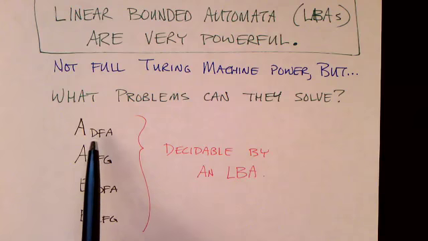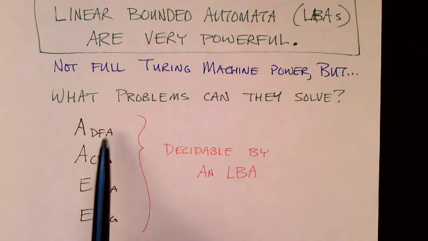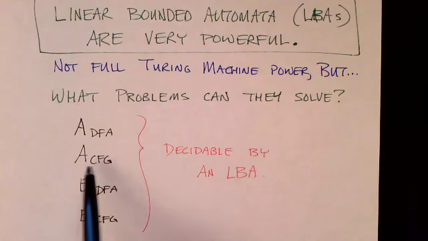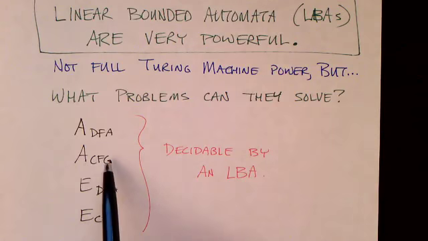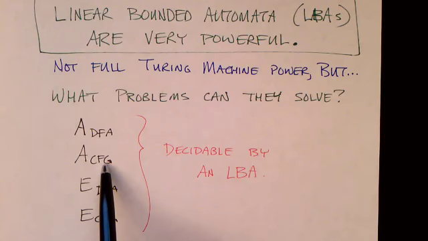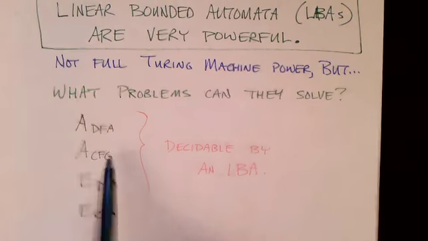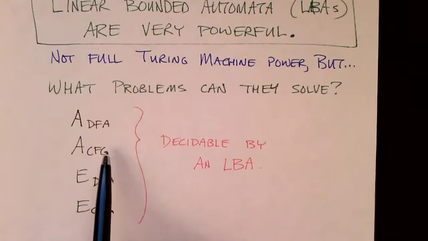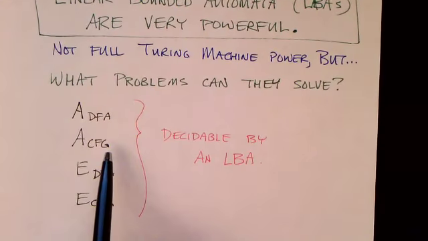The acceptance problem for deterministic finite state automata, the acceptance problem for context-free grammars. And this is the parsing problem right here. Given a grammar and a string, does that grammar accept the string? Well, you don't need a full Turing machine to do that computation. A linear bounded automaton will suffice.